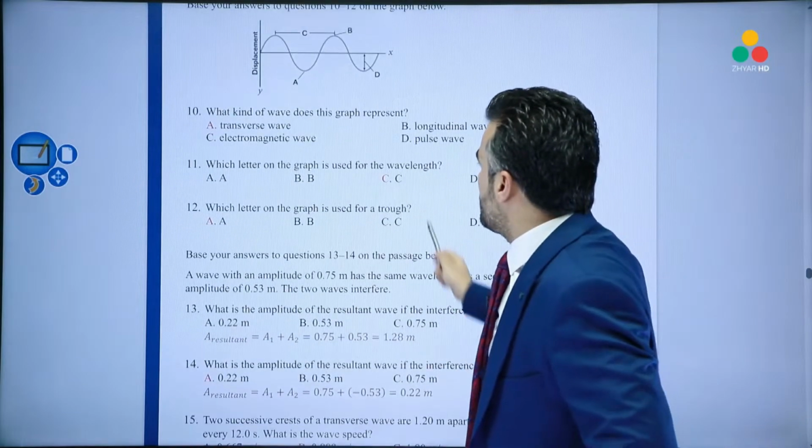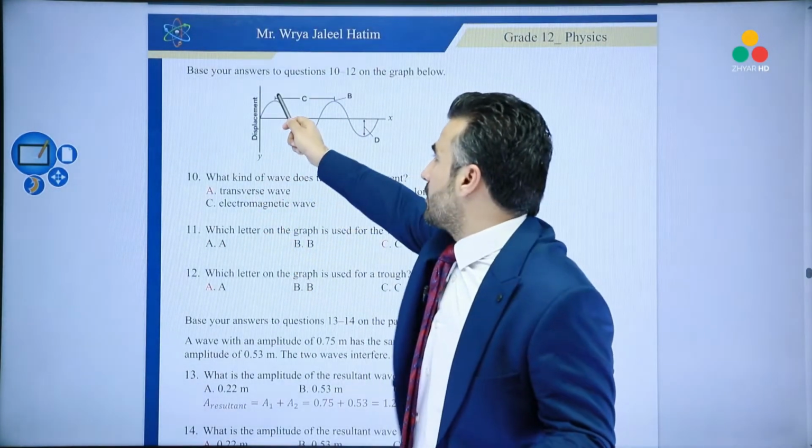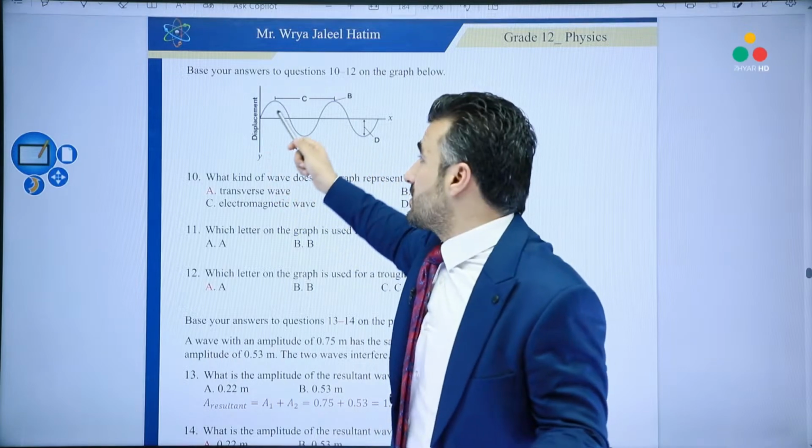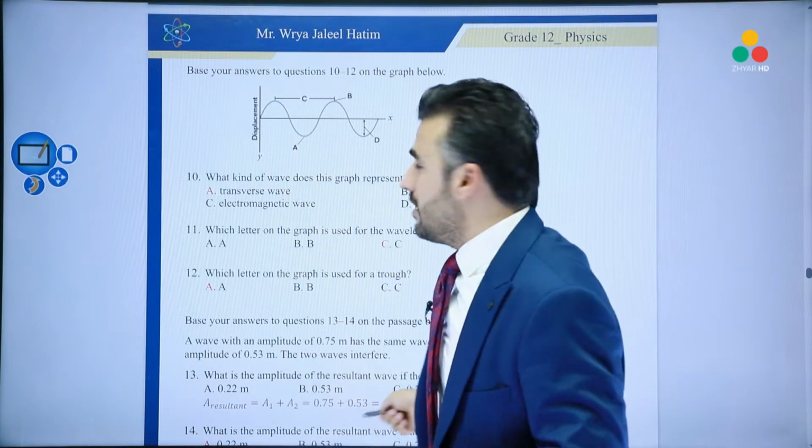Which letter on the graph is used for the wavelength? You do know that. From crest to crest, trough to trough is the wavelength. So letter C here would represent the wavelength.